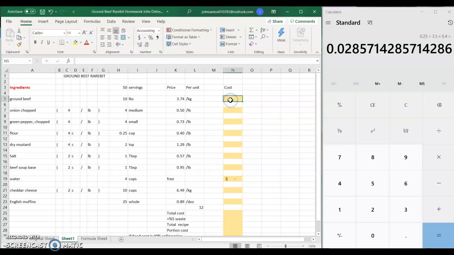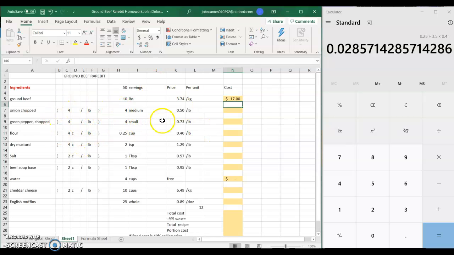So for us to find out how much it's going to cost us for 10 pounds of ground beef, we multiply the 10 pounds by the price divided by the 2.2, which is the conversion of 1 kilo equals to pounds. And that will give us $17.